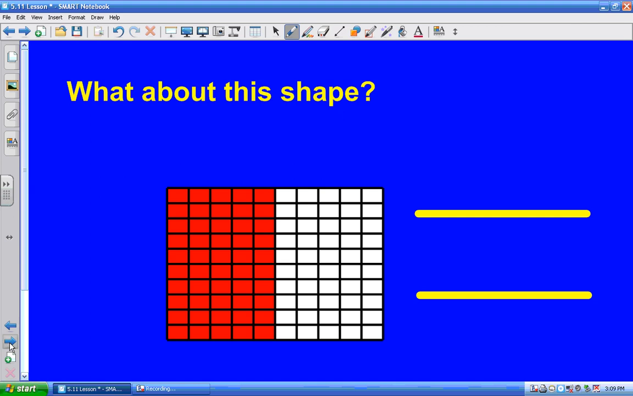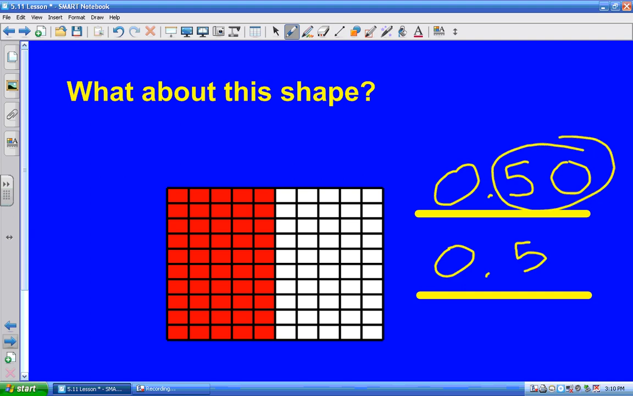What about this one? Sydney? Give me one of them in decimal form, please. 0.50. Ryan? Like fraction? No, I want the other decimal. The equivalent decimal. 0.5. Good job. This one is 50 hundredths. That's counting all the little dots or the little boxes. This is 5 tenths. That's counting just the columns.